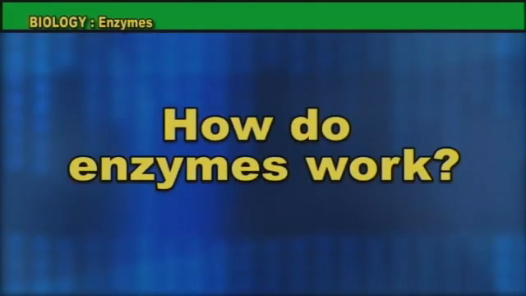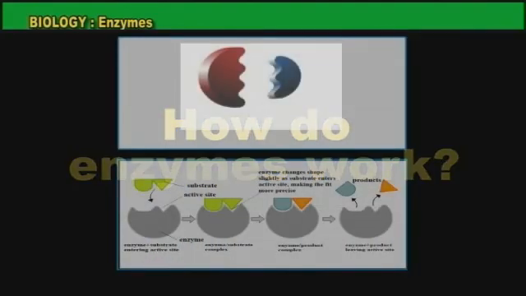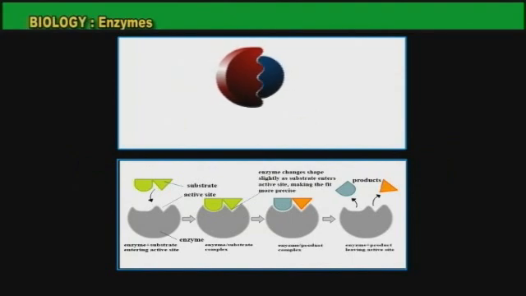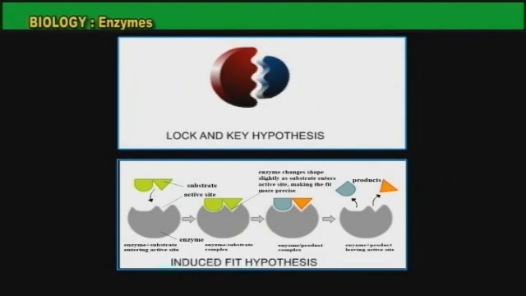How do enzymes work? Scientists have come up with two hypotheses to show how enzymes work. One is called the lock and key hypothesis, and the other is called the induced fit hypothesis.